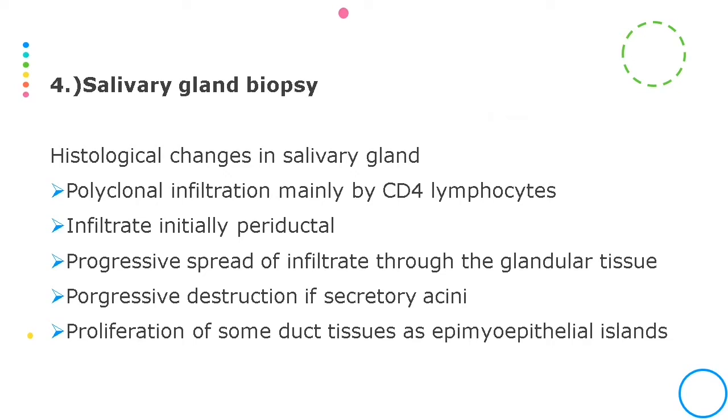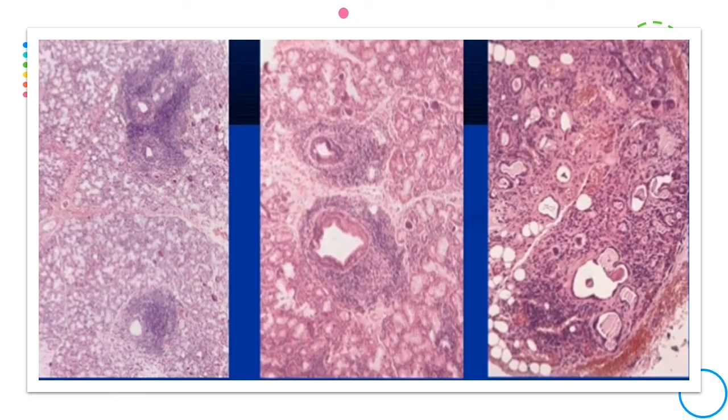The fourth test is salivary gland biopsy. Histological changes in the salivary gland that can be seen are polyclonal infiltration, mainly by CD4 lymphocytes, with infiltrate initially periductal, progressive spread of infiltrate through the glandular tissue, progressive destruction of secretory acini, and proliferation of some duct tissues as epimyoepithelial islands. So this is the histology of the biopsy.